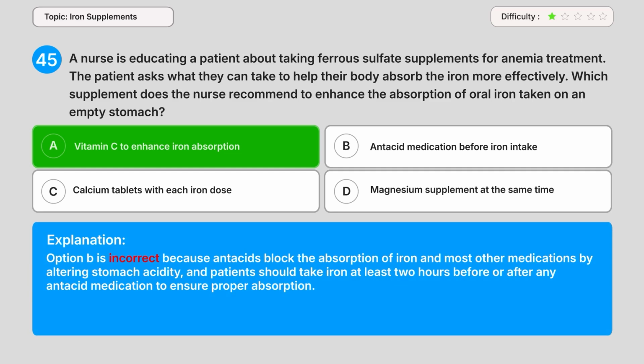Option B is incorrect because antacids block the absorption of iron and most other medications by altering stomach acidity, and patients should take iron at least 2 hours before or after any antacid medication to ensure proper absorption.